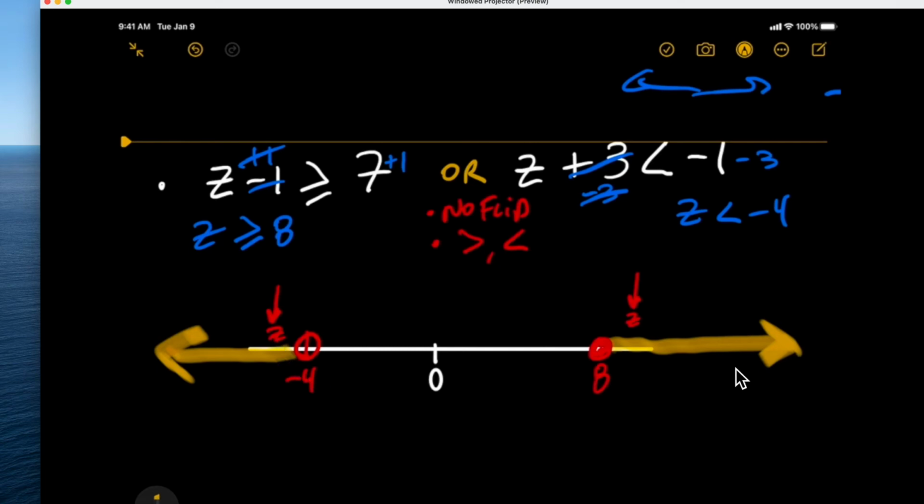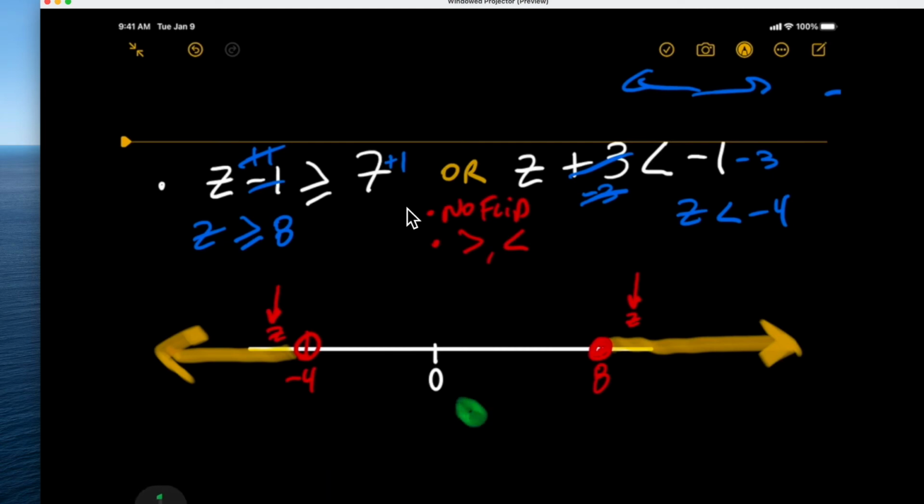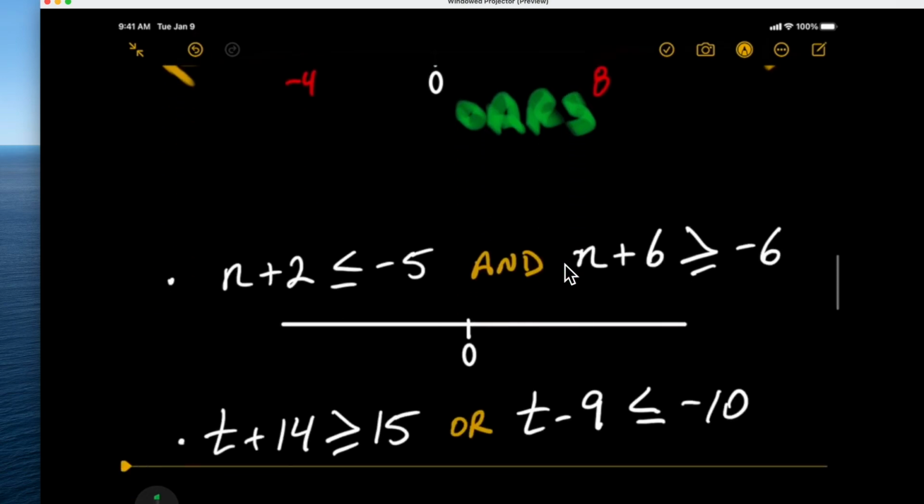So look, we have an OR problem, and we have what looks like two oars coming from a boat. Arrows going in two different directions. And that's because everything was normal. There was no flip of the sign, and we had the variable greater than something, and we had the variable less than something. Let's go to the next one.